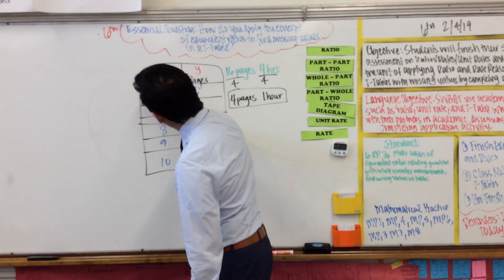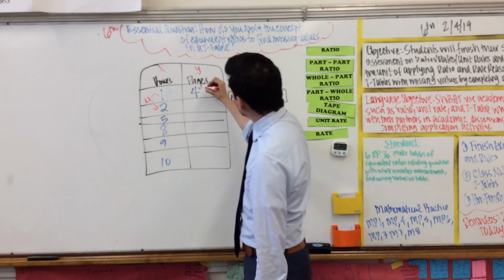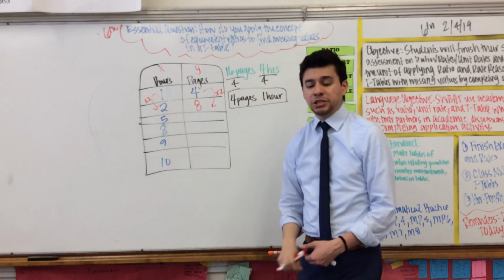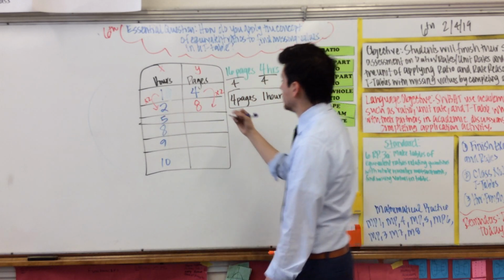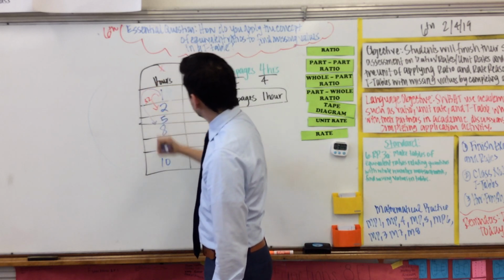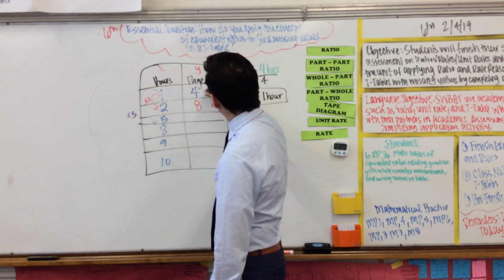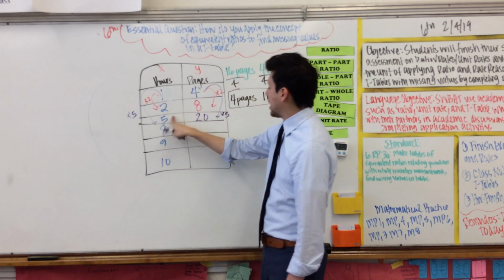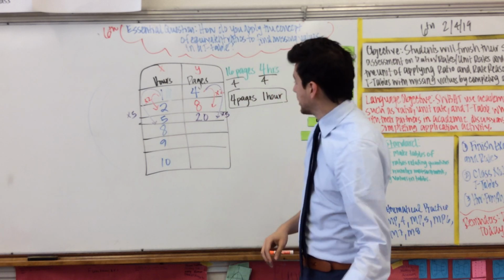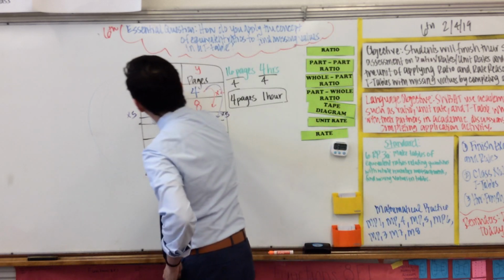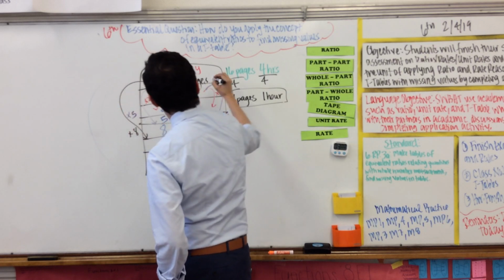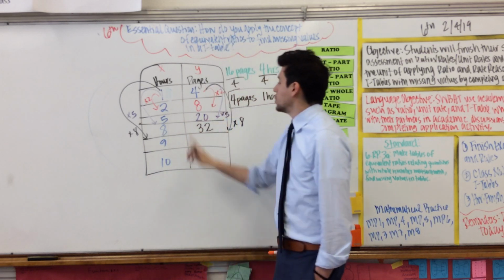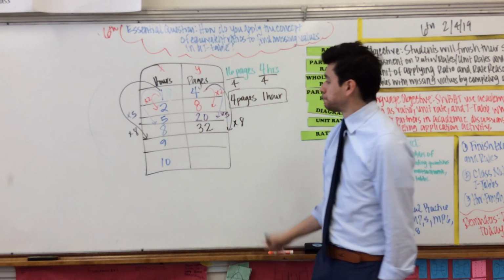From 1 to 2, I multiply it by 2. So then I go to this side, times it by 2. So in 2 hours, I read 8 pages. Let me do the next one. From 1 to 5, I multiply it by 5. So then 4 times 5 will give me 20 pages. So in 5 hours, I read 20 pages. Let me continue this pattern. From 1 to 8, times it by 8. So then I have to multiply this times 8. 4 times 8 will give me 32. So in 8 hours, I can read 32 pages.